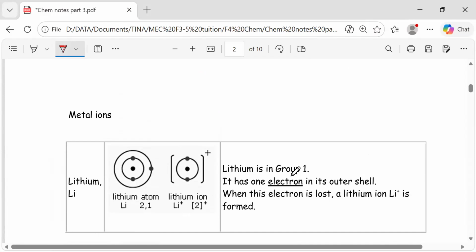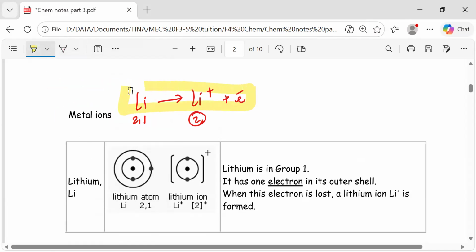Now, lithium is group 1. It has one electron. So if I write this, lithium atom 2,1 becoming 2, and then one electron is released. This kind of equation is called a half equation. Can you write this down?